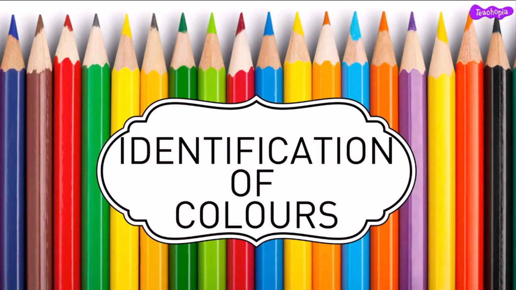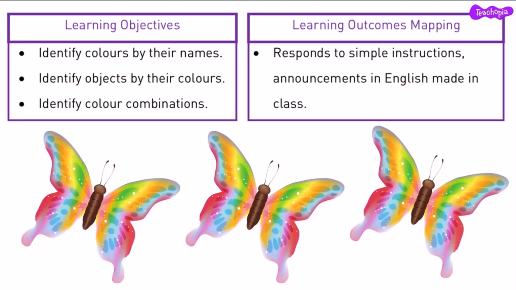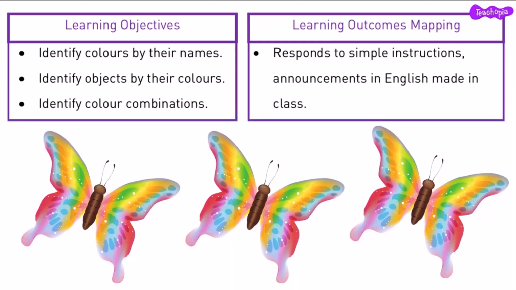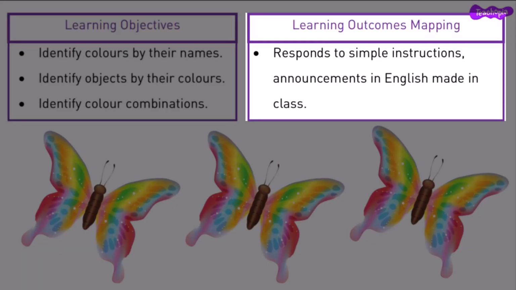So, the topic we are going to discuss is identification of colors, and here are the learning objectives and the learning outcomes. The learning objectives allow our learners to identify colors by their names, identify objects by their colors, and identify color combinations. Whereas at the end of this particular concept learning, the outcome would be that the learners would respond to simple instructions and announcements in English made in class.